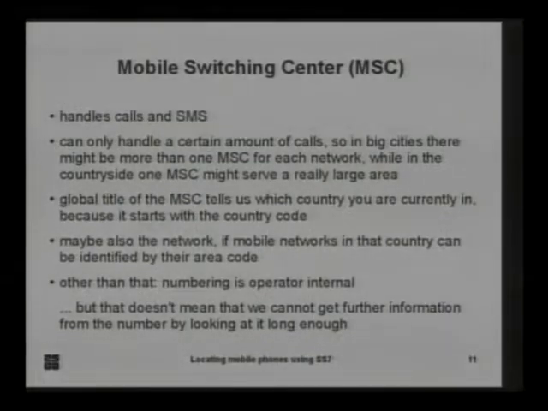So the mobile switching center handles calls and SMS, and it can only handle a certain amount of calls. So in big cities, there might be more than one MSC for each network, while in the countryside, one MSC might serve a really, really large area. And so the global title, the phone number of the switching center, already tells us which country you are currently in, because it starts with the country code.